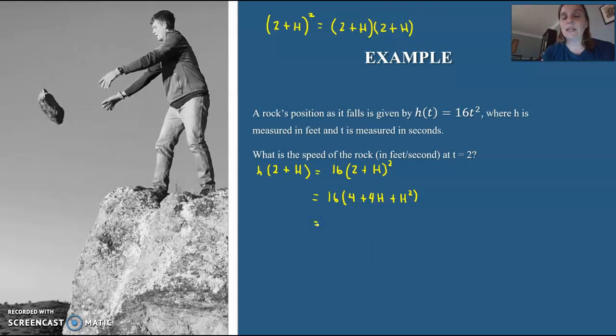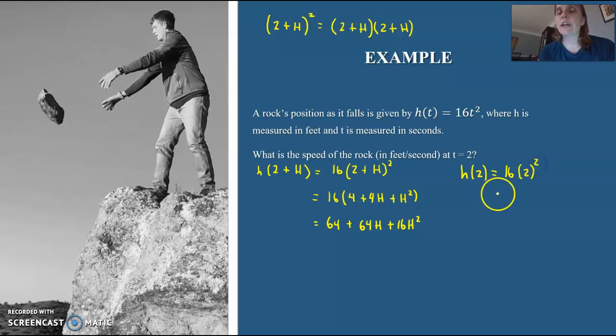And then we can distribute that 16. So we have 64 plus 64h plus 16h squared. And then I'm also going to find h of 2, which would be 16 times 2 squared. We've already figured that out. That's going to be 64.